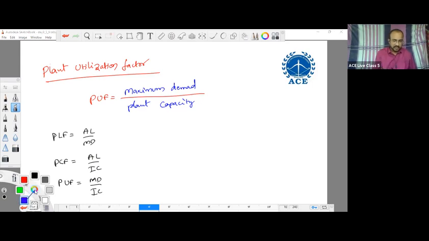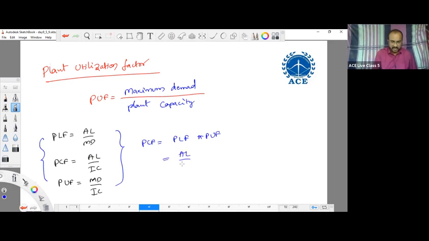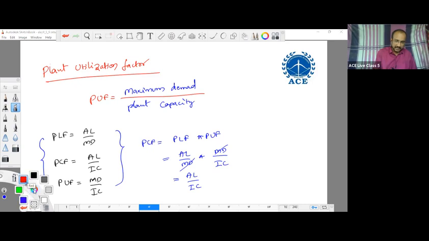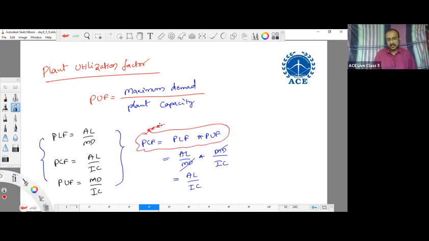Now, what is the relation between these three? Can you write plant capacity factor is equal to plant load factor into plant utilization factor or not? Plant load factor is average load by maximum demand. Plant utilization factor is maximum demand by installed capacity. This maximum demand gets cancelled. Can I write it as average load by installed capacity? Yes. So that is the relation between plant capacity factor, plant load factor, and plant utilization factor.